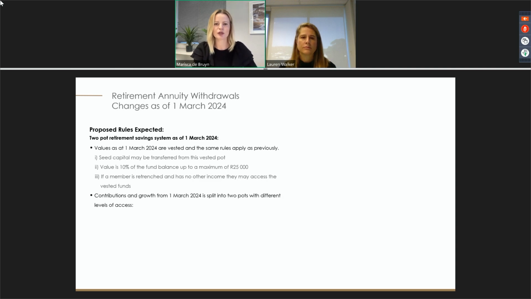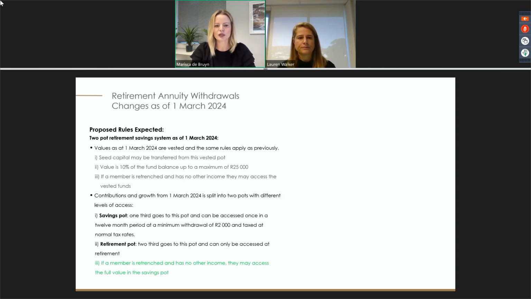So you have your vested part. Then from the 1st of March 2024, all your contributions and growth will be split into 2 parts: a savings part and a retirement annuity part. It's almost the same as the rules now, because your savings part would be 1/3 of your contributions and growth, and the other 2/3 go into your retirement part.